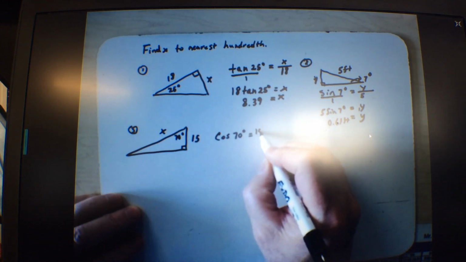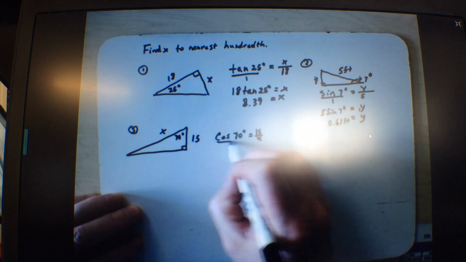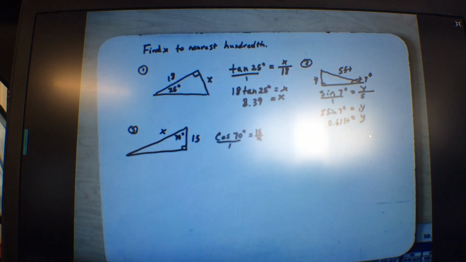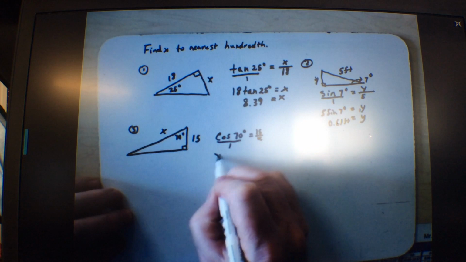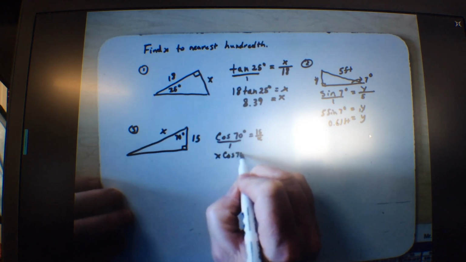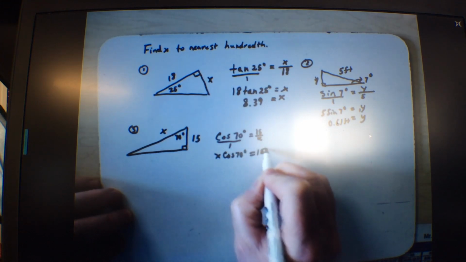15 over x. Now this one's different, right? We're still going to put it over 1. Why is this one different? Because x is on the bottom, so when you cross multiply, you're taking x times the cosine of 70 degrees equals 15. How do I solve for x?